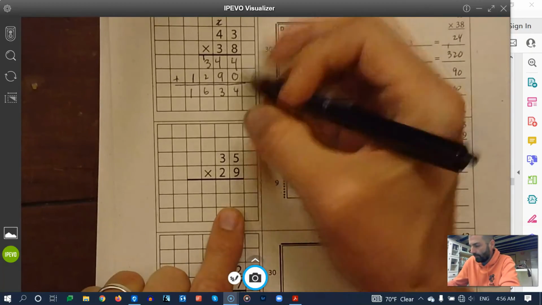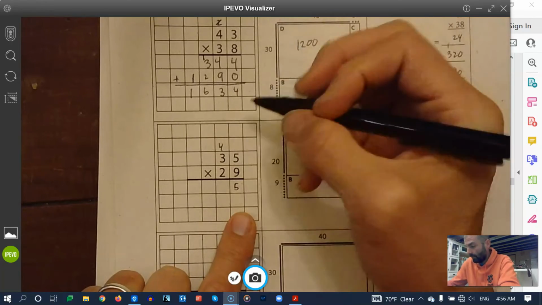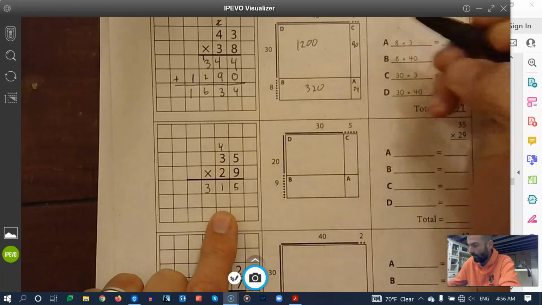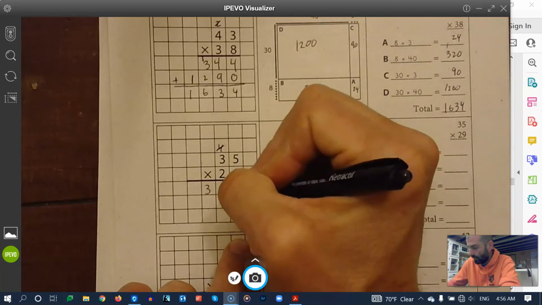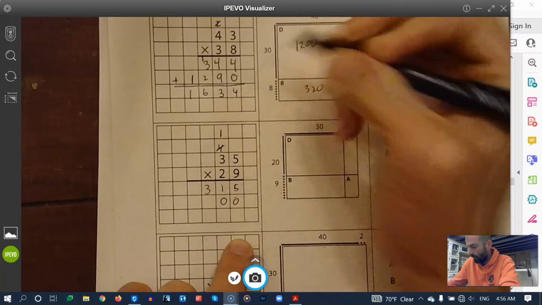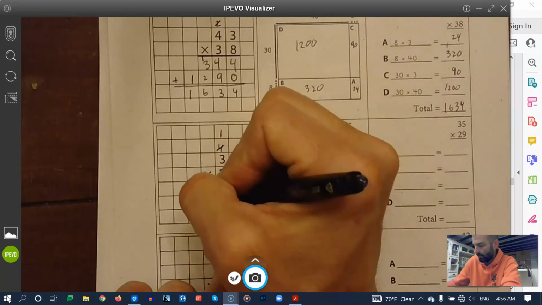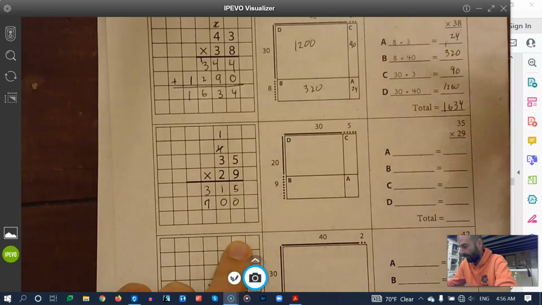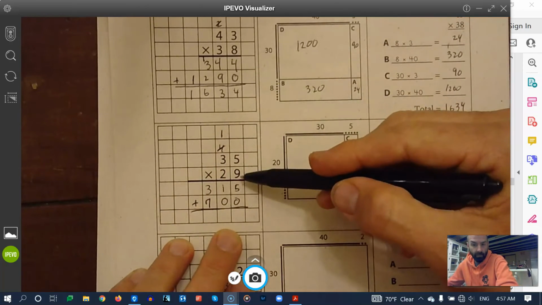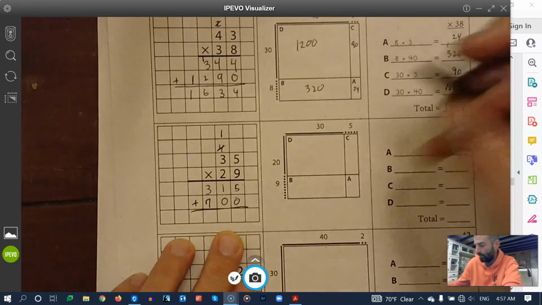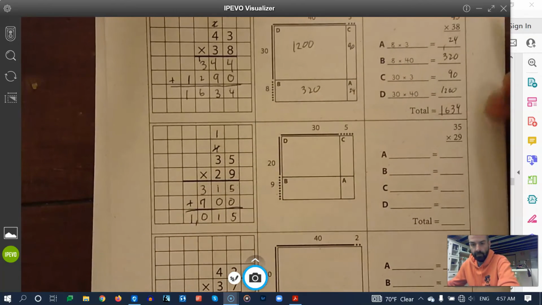Alrighty. 9 times 5, that's 45, carrying my group of 10, my 4 groups of 10. 9 times 30, 270, plus 40 is 310. And my 5 there, I have to remember that. Cross out that 4. 20 times 5 is 100. Carrying my 1 group of 100. 20 times 30 is 600, plus my 100 is 700. Yeah, 20 times 35, 700. Going to add those together. I didn't do my estimate. 30 times 30, 900. 30 times 40, 1200. Somewhere in between 900 and 1200. 5, 1, 1015 seems to be correct.